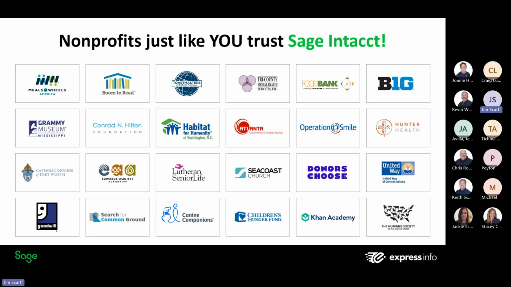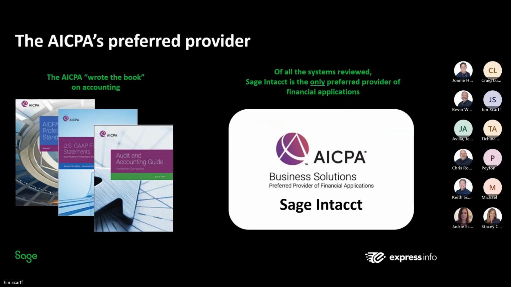Likewise, our client base is also about a third nonprofit. You can see some of these names here. This is actually a national slide, but you can see the Edwards Aquifer here, they were one of our first Intacct clients. This is also the only preferred solution by the AICPA. They endorse it and they use it.